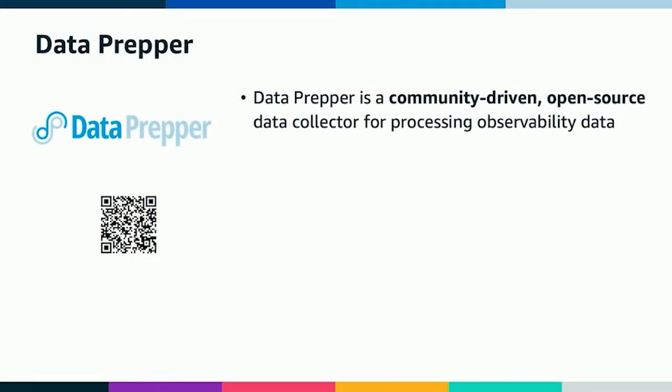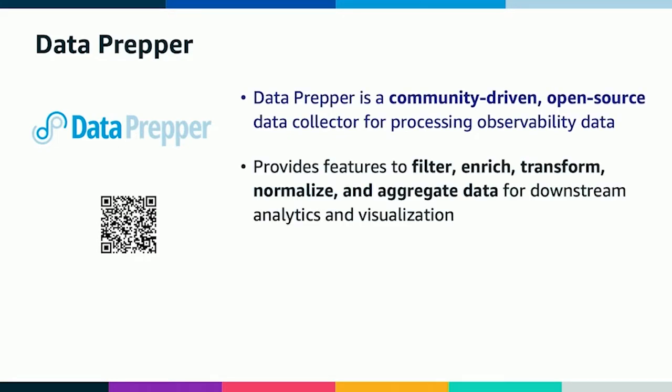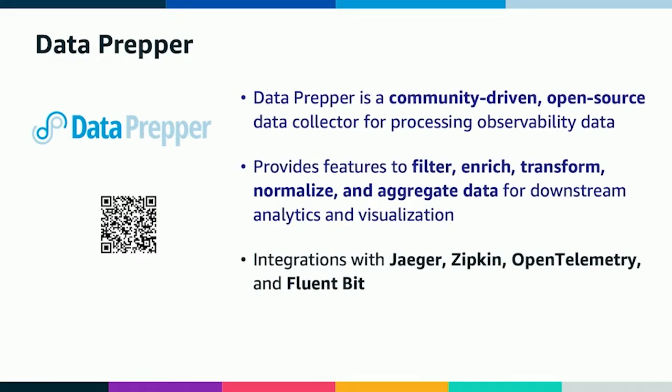Data Prepper is an open source collector for processing observability data, and it can collect data from various sources. Once data is collected, it can be used to filter, transform, and enrich the data before it is sent to the target, such as OpenSearch, and use the dashboard to visualize all that data. Lastly, it also has integration with the OpenTelemetry collector, and the instrumentation libraries, Jaeger, Zipkin, and FluentBit.